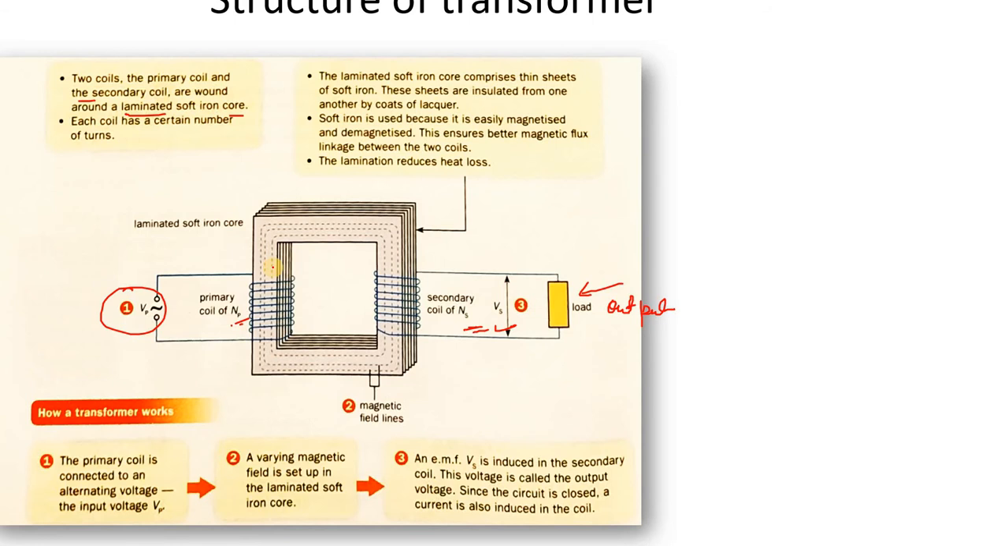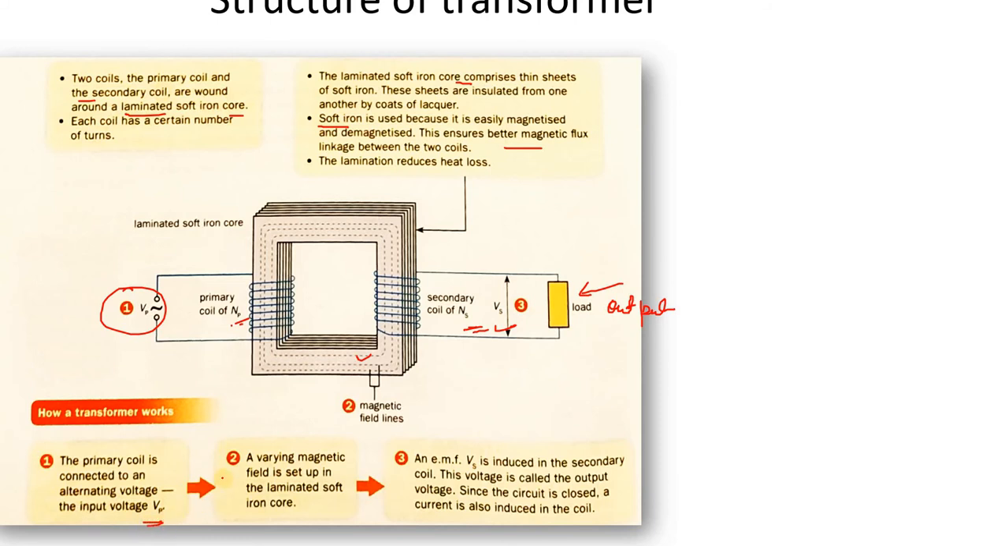Here we are using a laminated soft iron core, which is made of thin sheets. And why we use it, I explained to you, because it is easy to magnetize and demagnetize, which makes sure that the magnetic flux linkage changes between the two coils, and then it can induce electromagnetic induction in coil B. So what happens when the primary coil is connected to an alternating voltage?